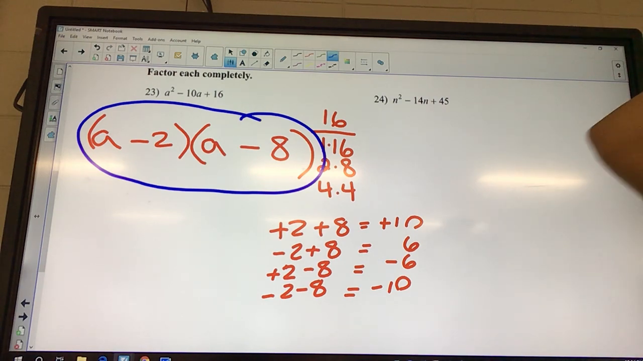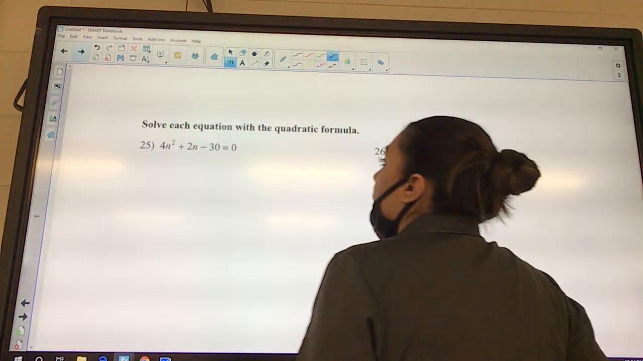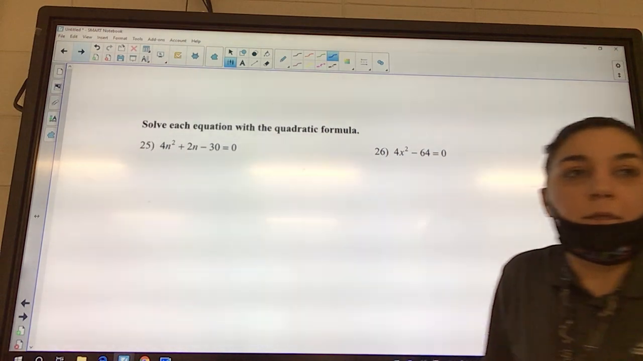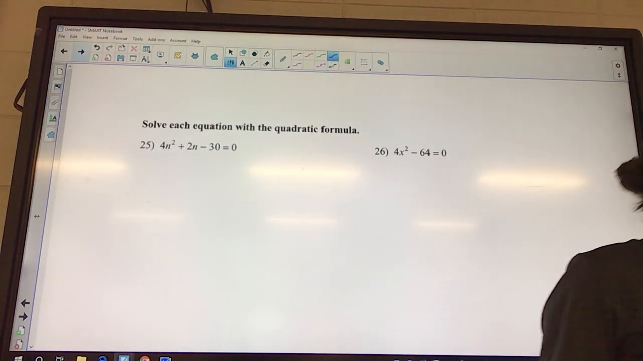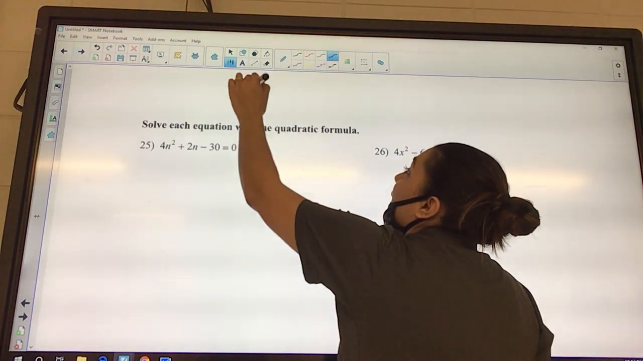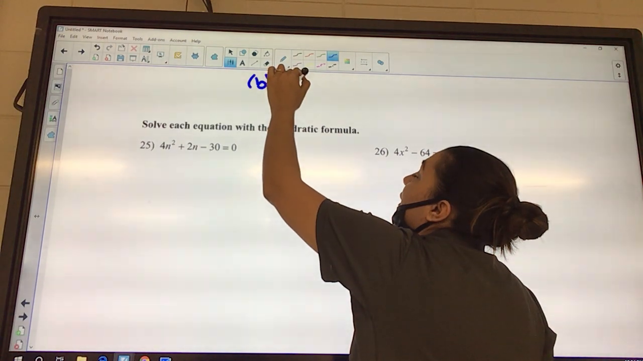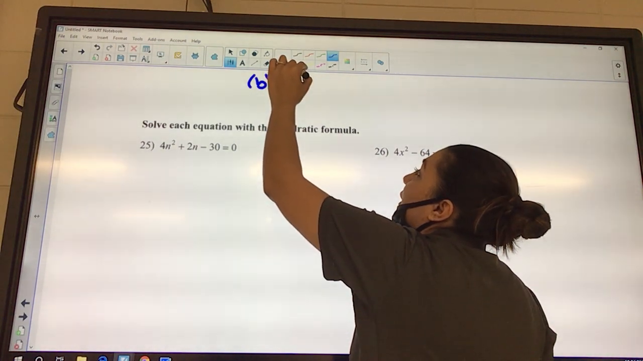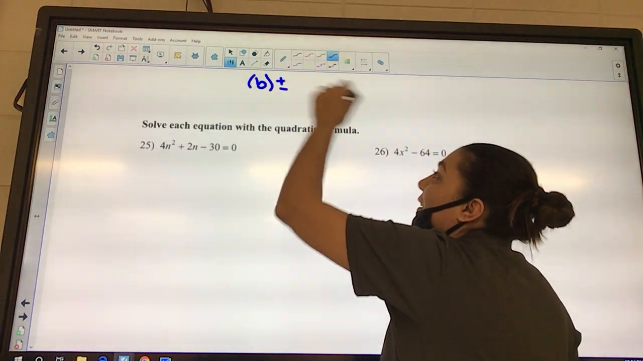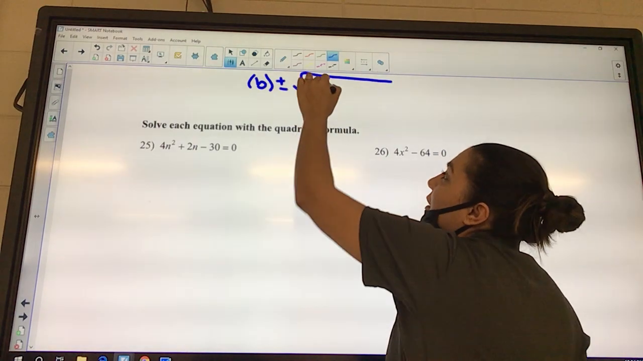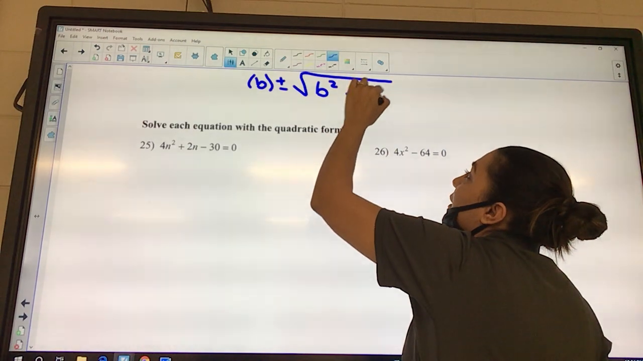Okay, the last part is going to be your quadratic formula. So what's the formula? Raise your hand. Oh, you got it. Negative B, plus minus, then the square root. B to the second power, plus 4 A C.